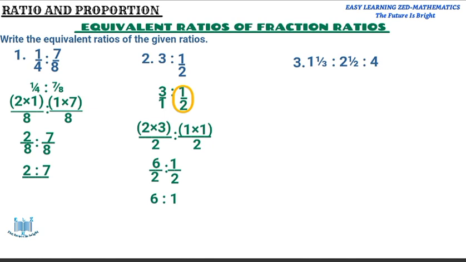So question 3, we have got 1/3 to 2 1/2 to 4. Now we need to find the equivalent ratio of that ratio. So the first thing we're going to do is change these mixed fractions into improper fractions. So how do we do that?